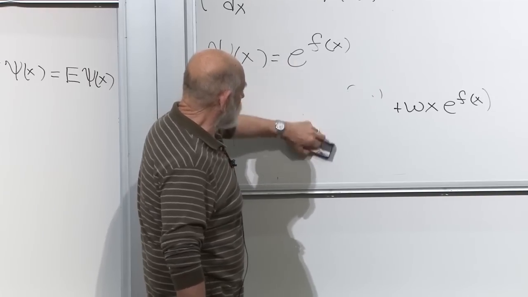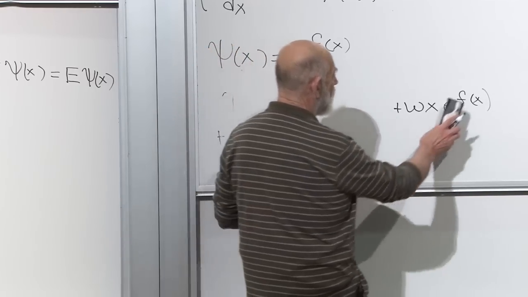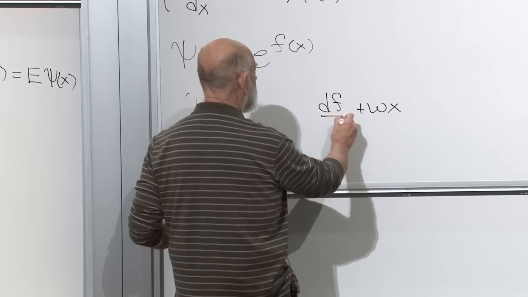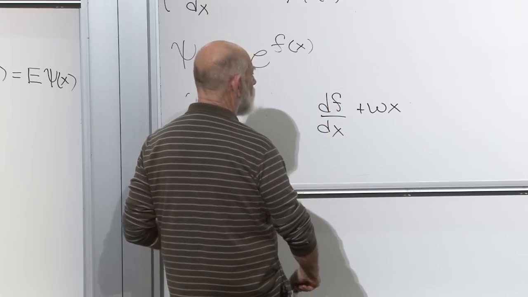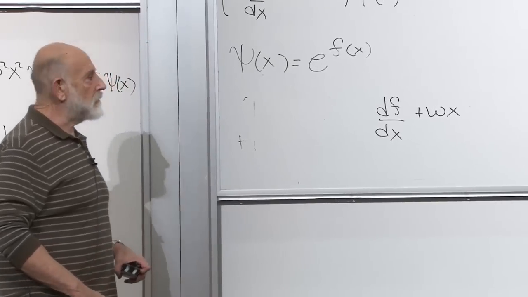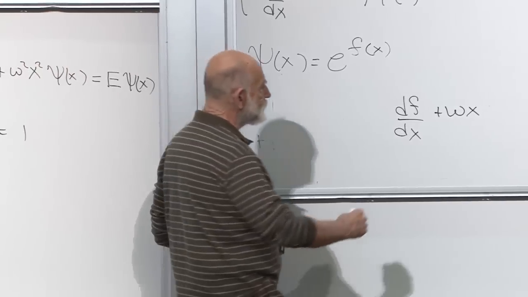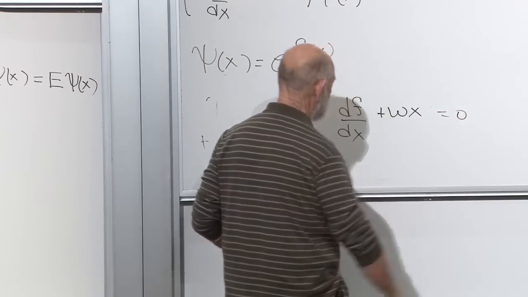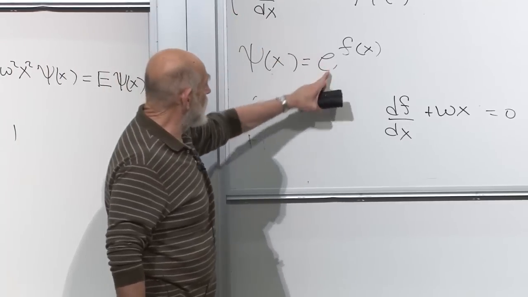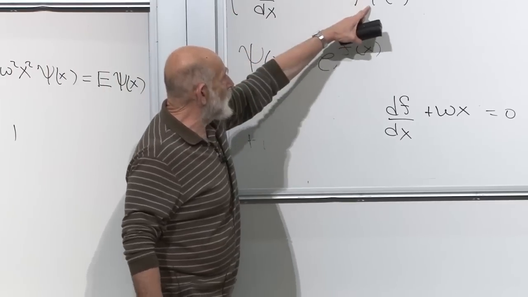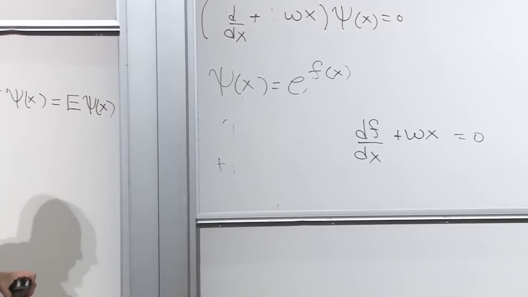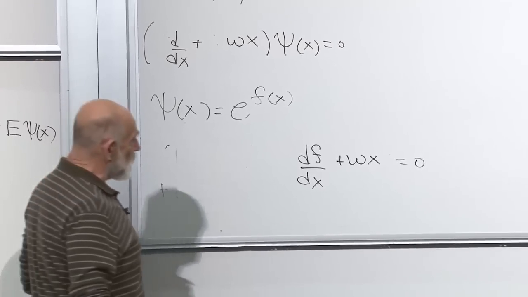And our equation is just df dx plus omega x equals 0. That's it. Df dx came from here, plus omega x. They both multiplied psi, so we got rid of psi. And that's our equation. All right, this is really easy to solve.